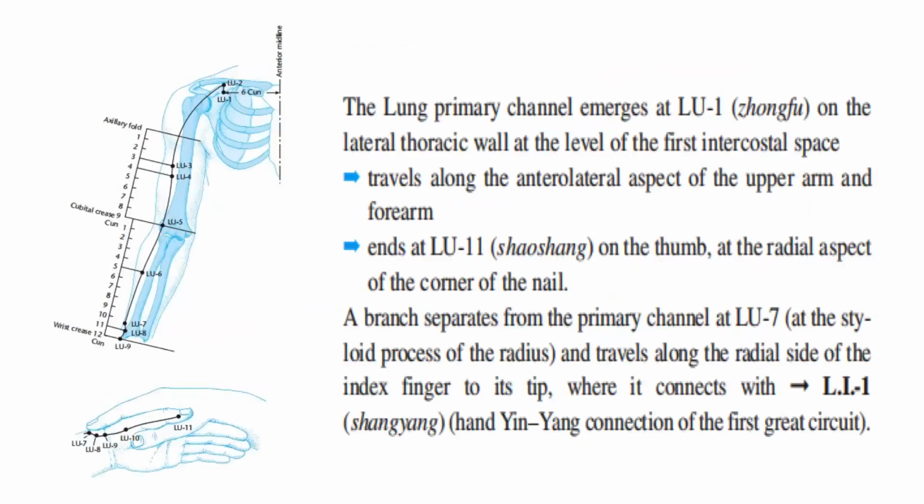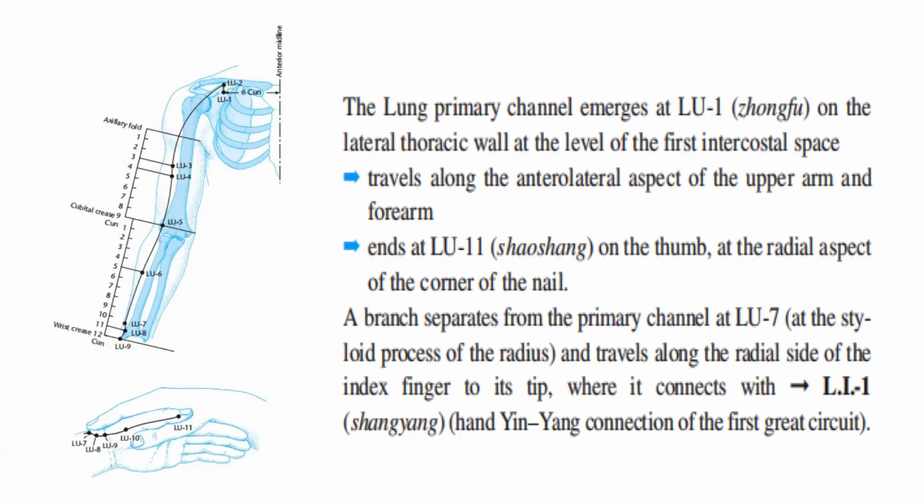So the lung primary channel emerges at lung 1 on the lateral thoracic wall at the level of the first intercostal space, travels along the anterolateral aspect of the upper arm and forearm, and ends at lung 11 on the thumb at the radial aspect of the corner of the nail.